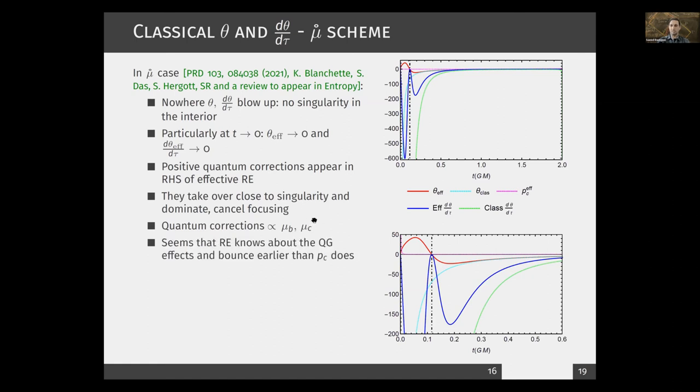I think I was disconnected for a second, but anyway, this happens based on these mu b and mu c. Also, one thing that we note is that apparently the Raychaudhuri equation and the expansion know about the bounce before pc. This is where pc knows about the bounce, but the deviation from the classical version of theta and d theta over d tau happens before the bounce.